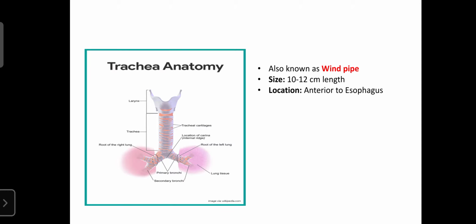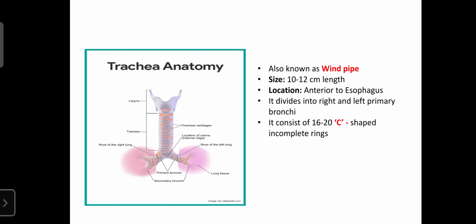Regarding location, it lies just in front of the esophagus. At the end it is divided into right and left primary bronchi. It consists of 16 to 20 C-shaped incomplete rings. These rings are made up of a certain type of cartilage. Regarding the functions, it is helpful for the passage of air or respiratory gases.